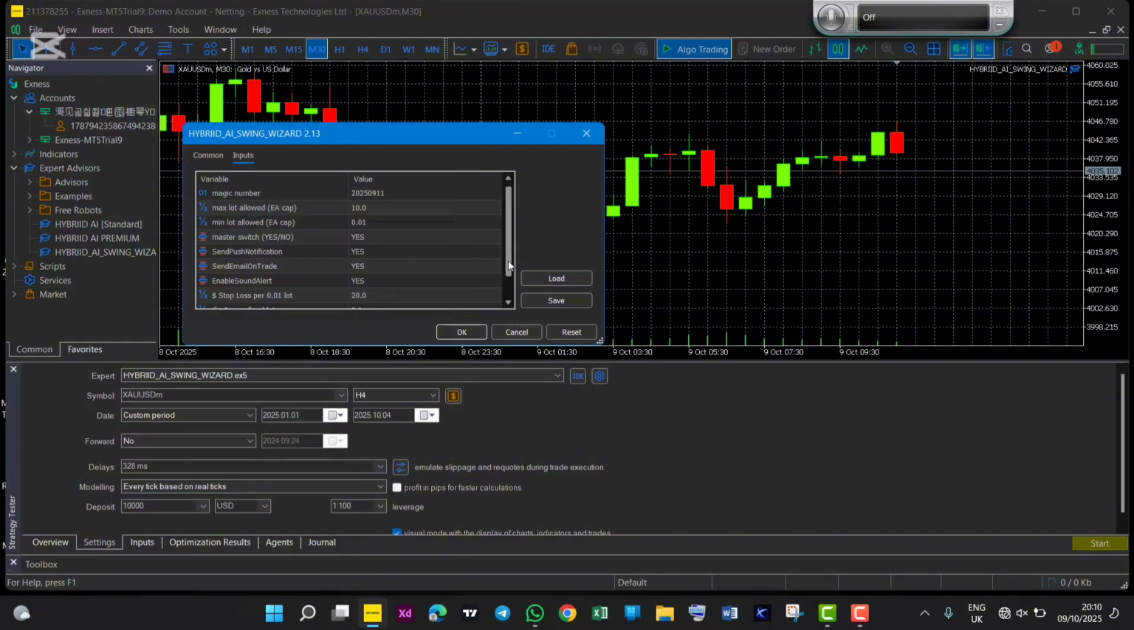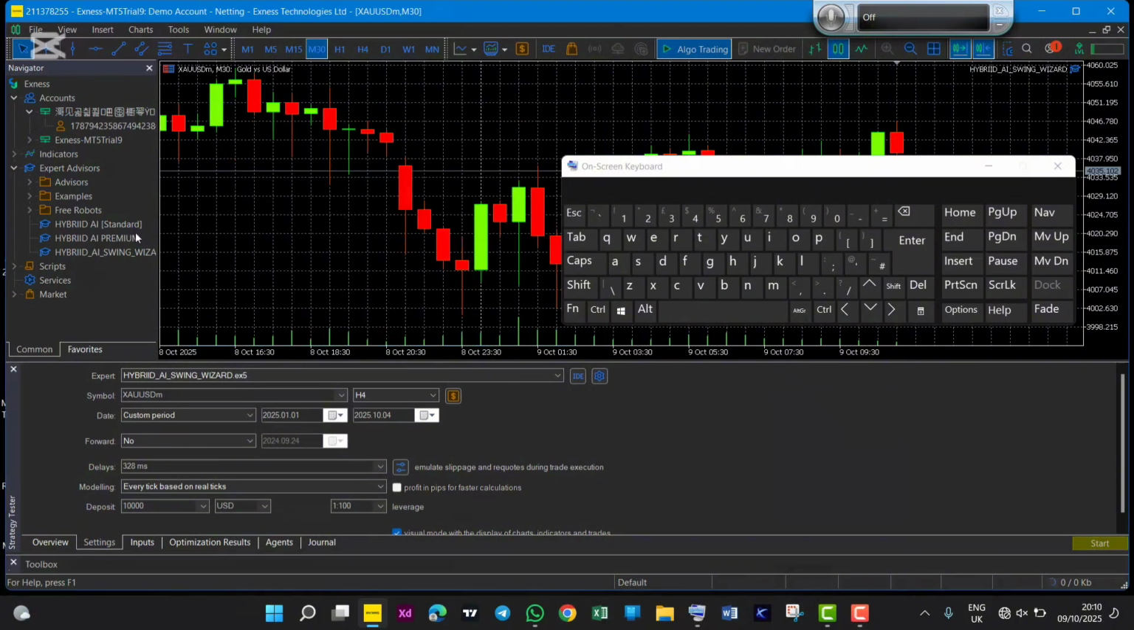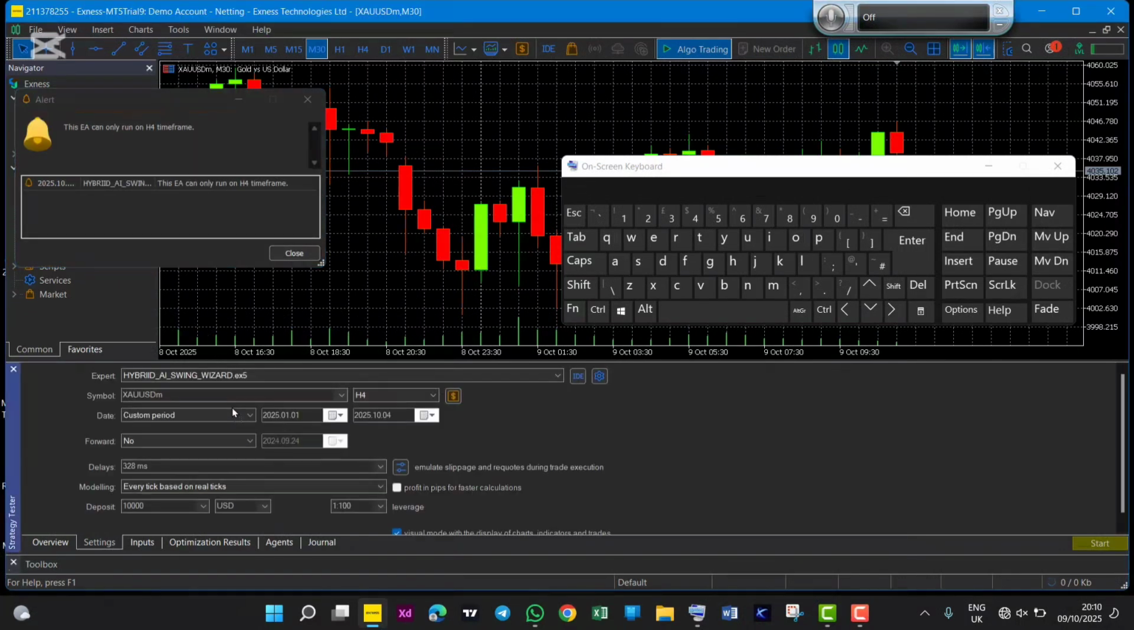We come down here, we are risking $20 per 0.01 lot size. Let's go aggressive. Okay, we'll be using one lot size on this particular trade that we are going to take. Right, so now I need to launch the robot on strategy tester down here. I'll drag it down to the strategy tester.